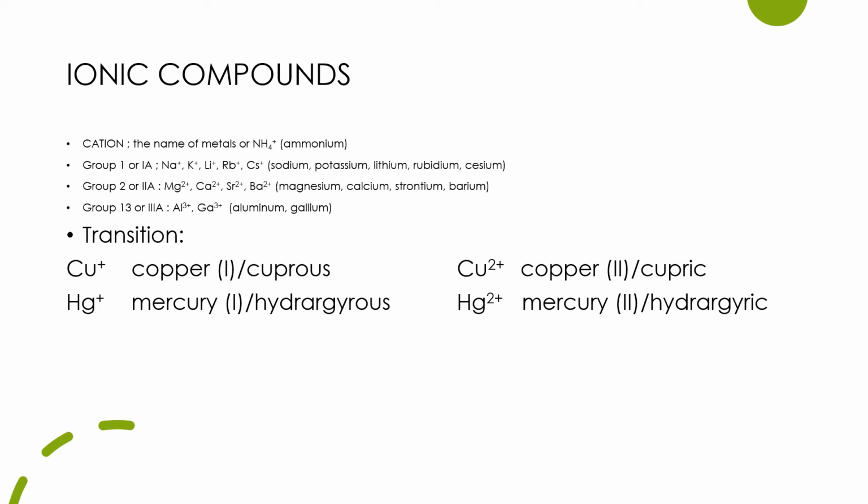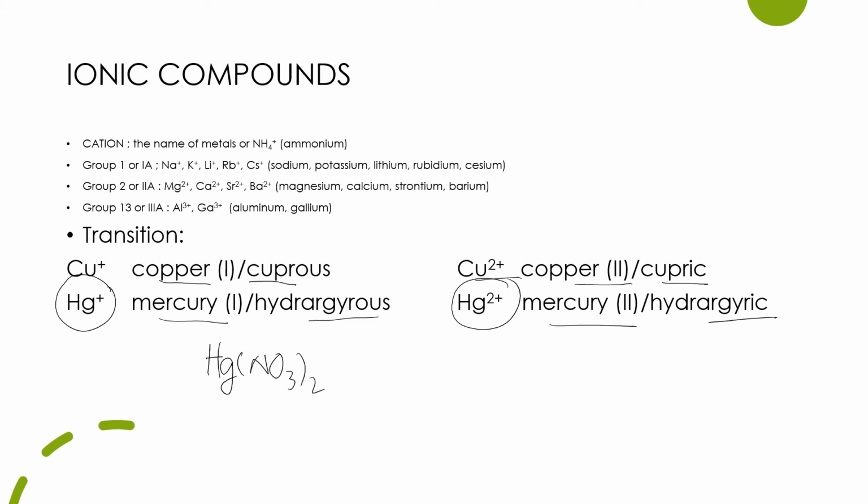Copper +1, cuprous; copper +2, cupric. Mercury +1 and +2: +1 is mercury(I), +2 is mercury(II). Or the lower value is hydrargyrous, the higher hydrargyric.